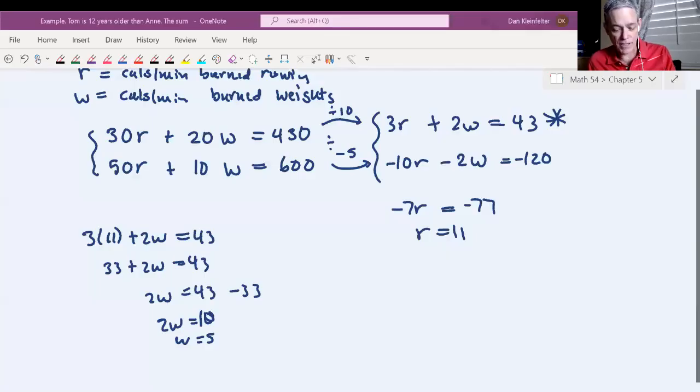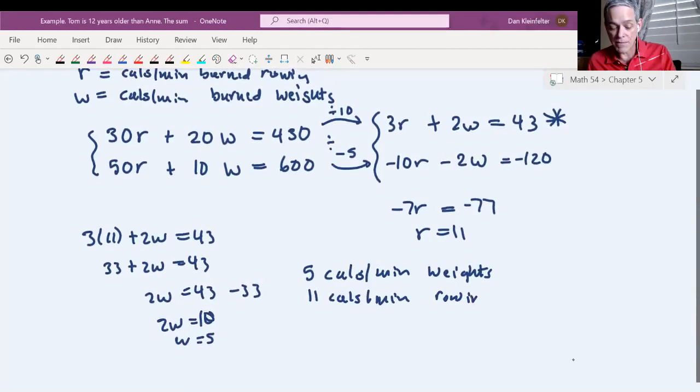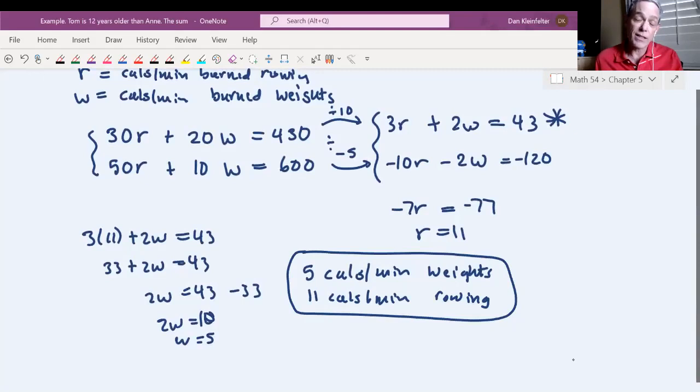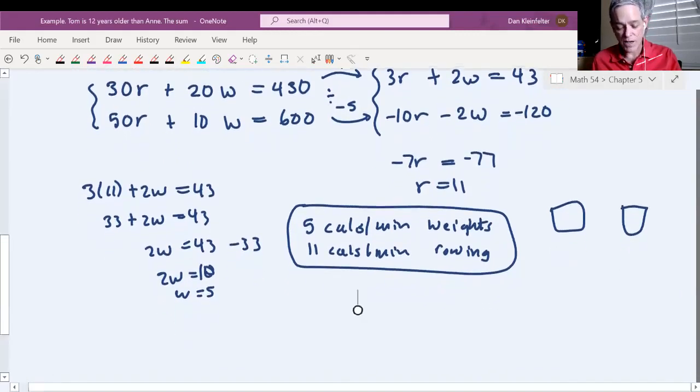Okay, to celebrate our conclusion of the question, Zoom crashed once again. Sorry about that. So it was 5 calories per minute on weights, and then 11 calories per minute rowing. Once again, if you're taking a paper test or doing this on some kind of computer homework, if there's an answer box for each of these things, make sure you put the right number in the right box. It's a bummer to go through all this work and then put the 5 where you should have put the 11. So be careful about that.